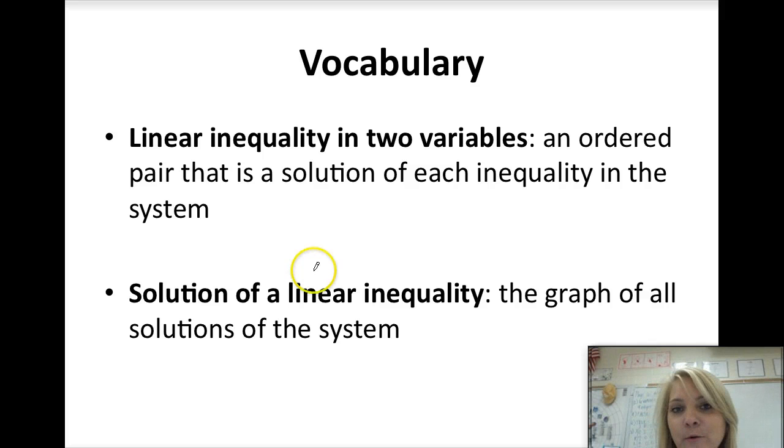Now with linear inequalities, we're going to have infinitely many solutions. So keep in mind we're going to have a lot of ordered pairs that we could put, and we'll represent that by just the shaded region. So the solution of the inequality is going to be the graph of the solutions of the system. So that's what we'll be looking at today. All right, first, just to review some of the types of problems we'll be looking at.